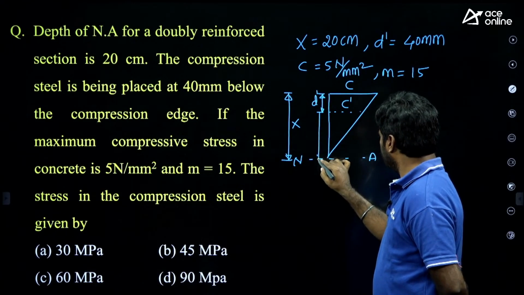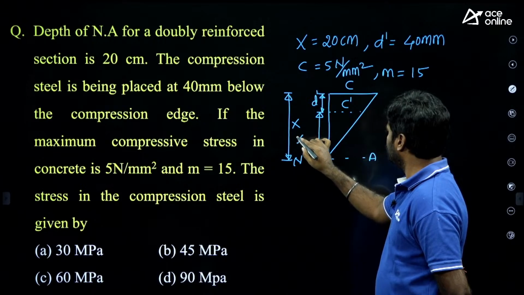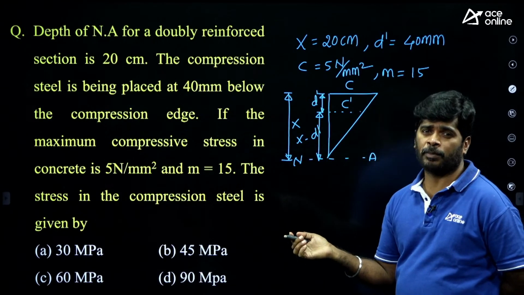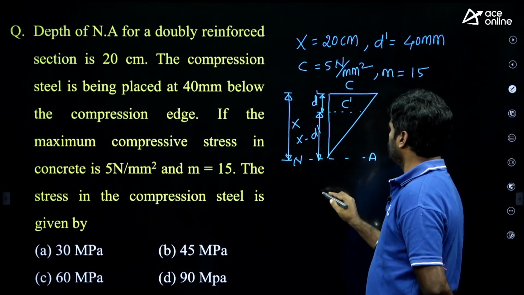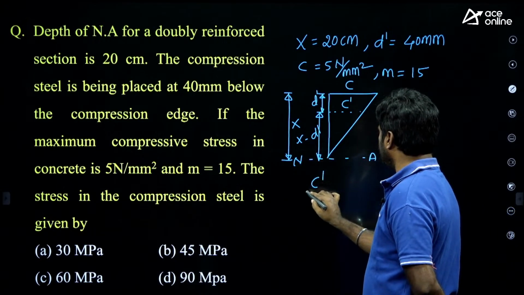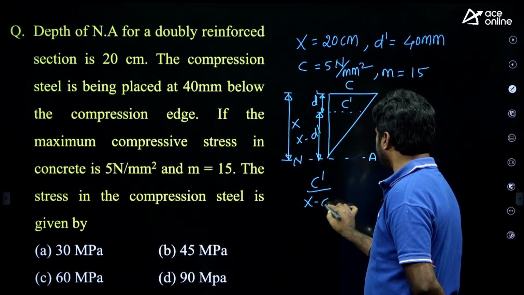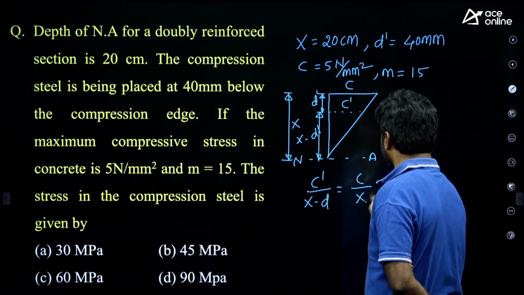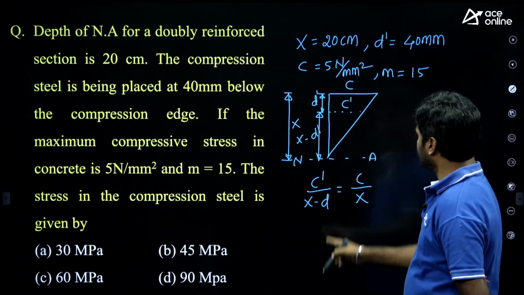What is this depth? It is X minus D dash. Okay? Again, you can use similar triangle property. From similar triangle property, I can write C dash upon X minus D dash equal to C upon X. What is C dash here?